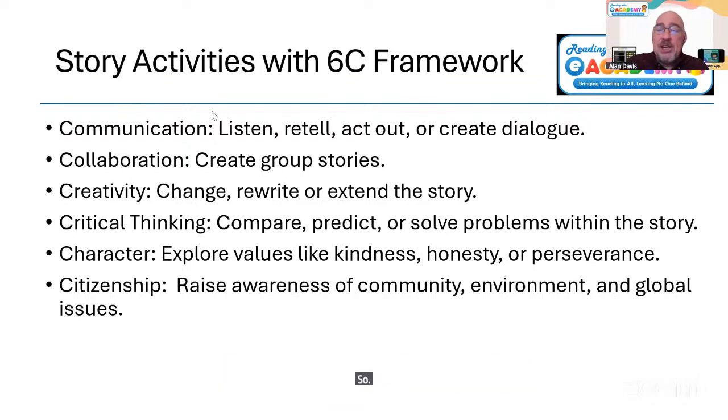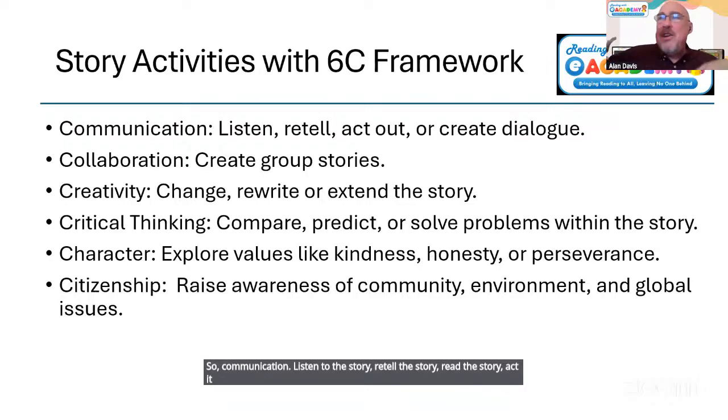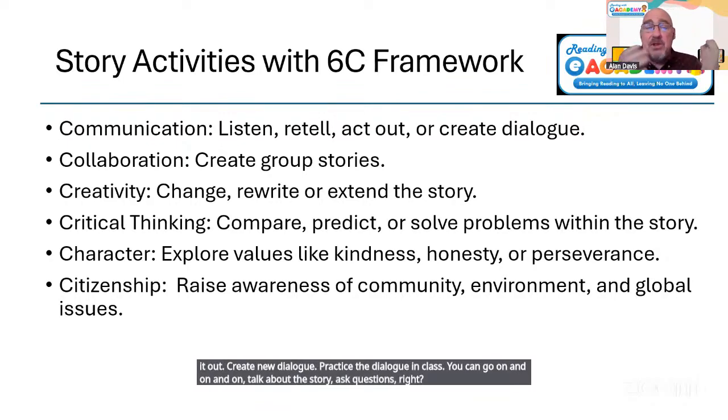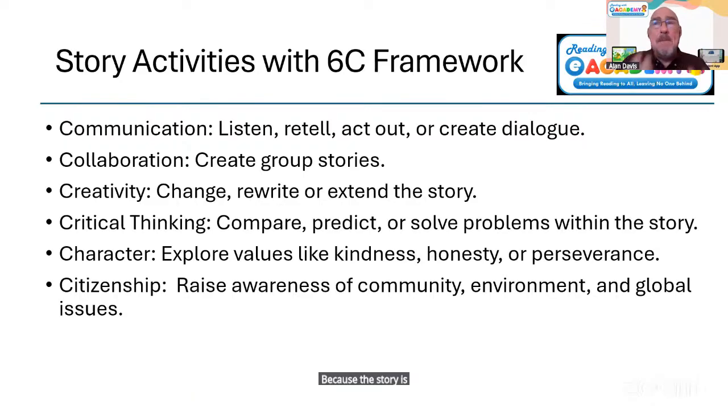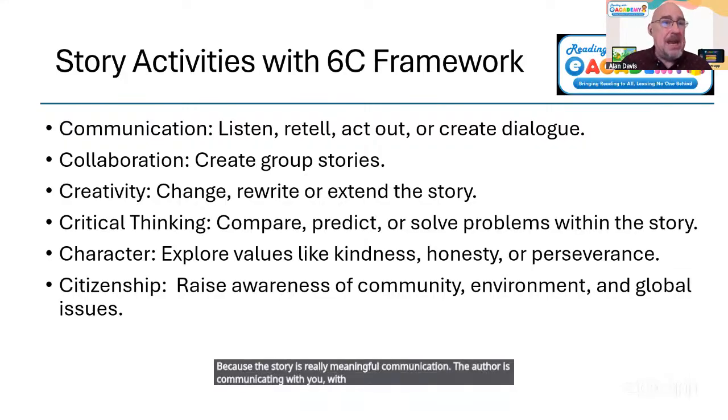So, communication: listen to the story, retell the story, read the story, act it out, create new dialogue, practice the dialogue in class. You can go on and on and on, talk about the story, ask questions, right? So you can go on and on with communication and storytelling because a story is really meaningful communication. The author is communicating with you, with your students, in a hopefully meaningful way.